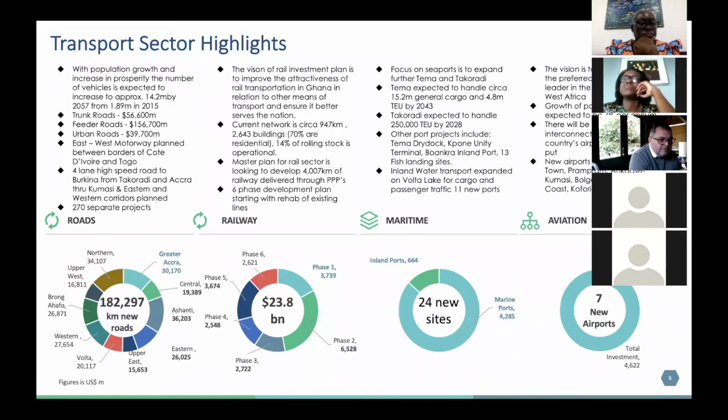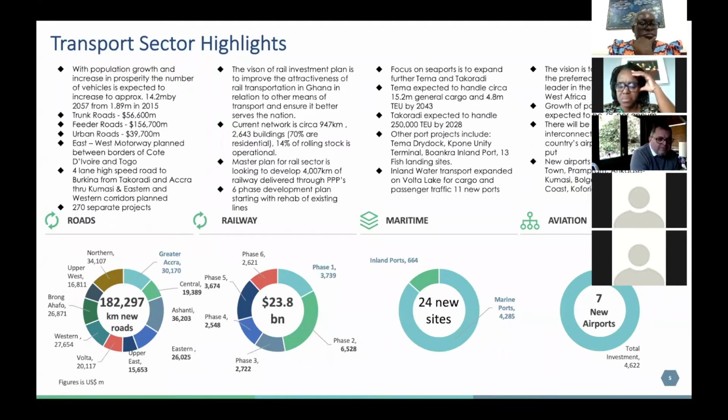There's also a plan for the Abidjan to Lagos coastal road to be upgraded to a motorway from what is currently being developed. And then there will be 4-lane high-speed road access to Burkina from Takoradi and Accra through Kumasi, in addition to the eastern and western corridors on either side of the country. In total, there are about 270 projects in the road sector over the course of this particular plan.